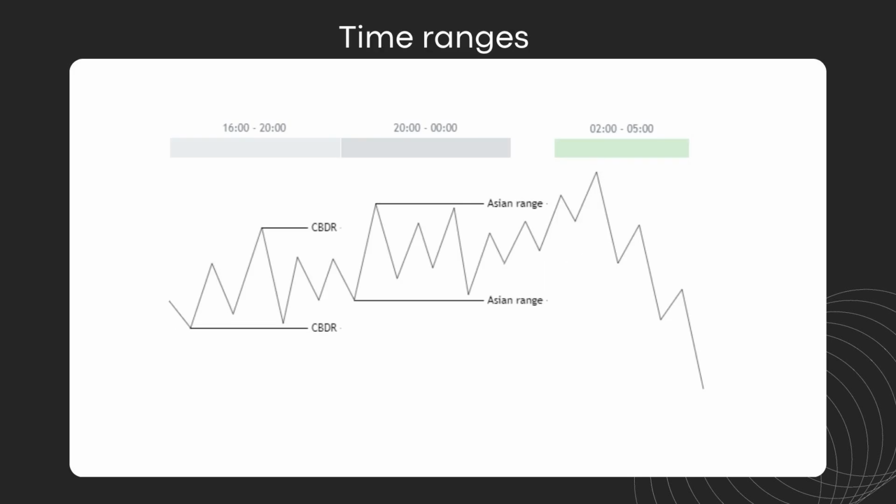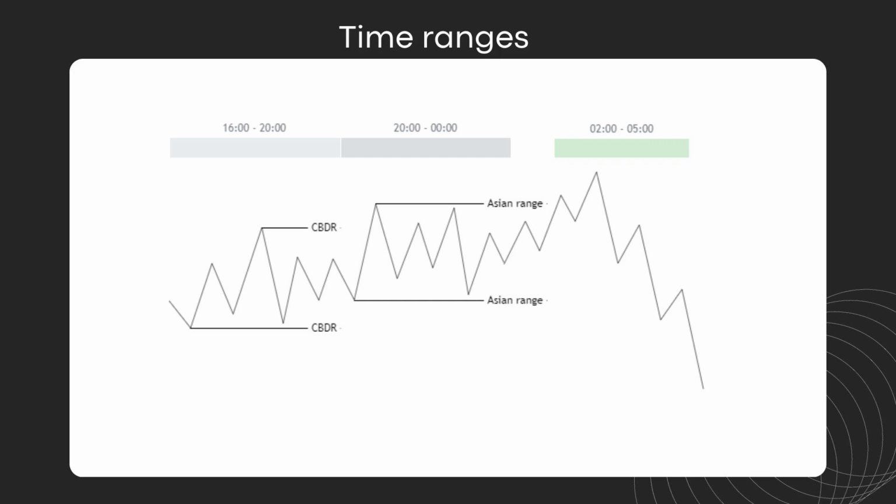Now, moving on, here we've got an example of time ranges. You can see right here we've got some times. First one is from 16 Eastern time to 20 Eastern time, and this time of the day represents the central bank dealers range, right? Price usually ranges or forms consolidation during this time of the day, and this is treated as a dynamic range known as the CBDR, or the central bank dealers range, right? Then we've got another time range which is from 20 Eastern time to midnight, and this is what we call the Asian session range.